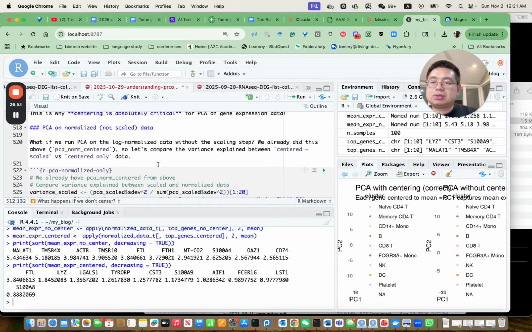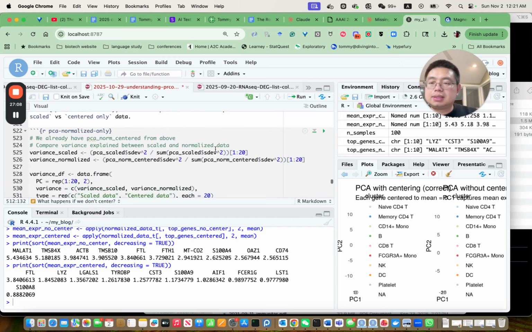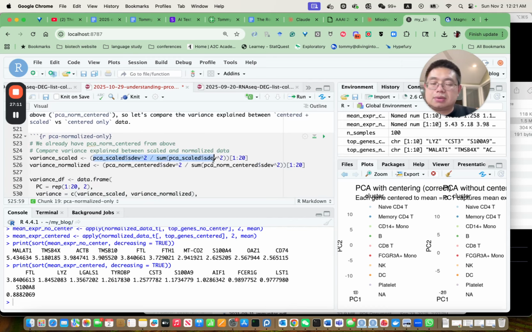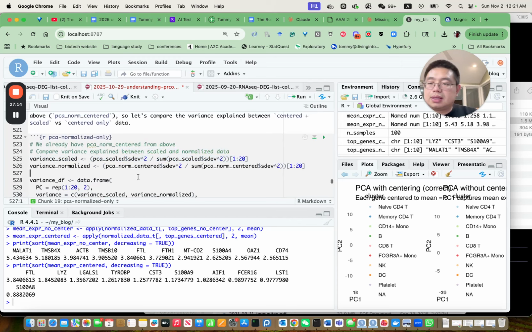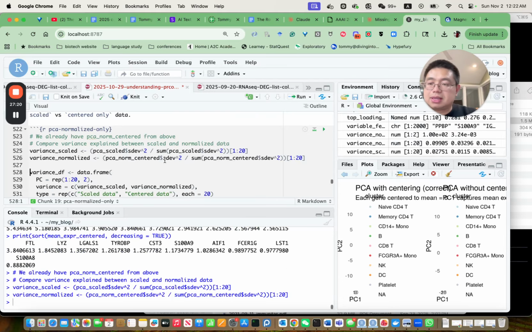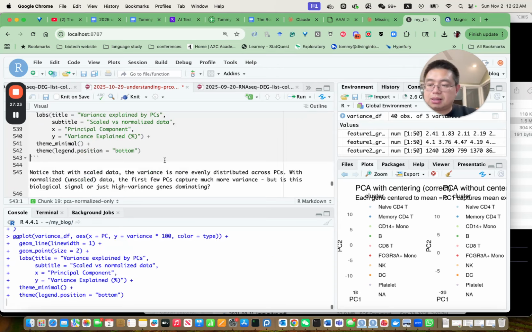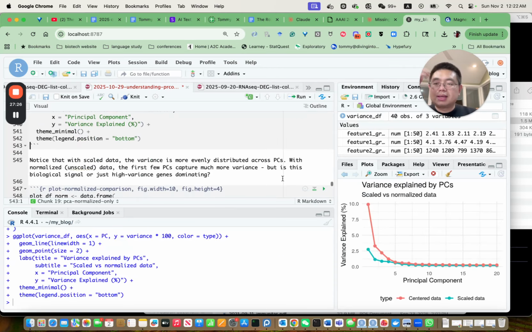Let's try PCA on the log normalized data with centering and also scaling, but we should compare without scaling. The scaled is already both scaled and centered, and normalized here is only centered but not scaled. We can calculate the variance explained. If we do this and plot them, as you can see here, with the scaled data, centered and scaled, the variance is more evenly distributed by different principal components.